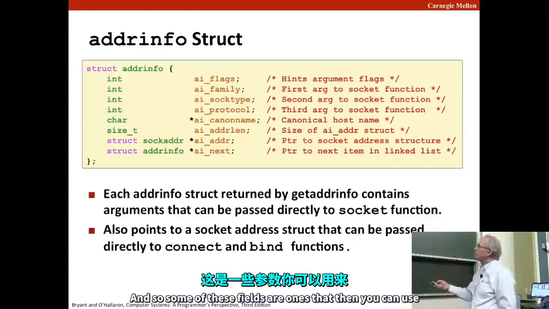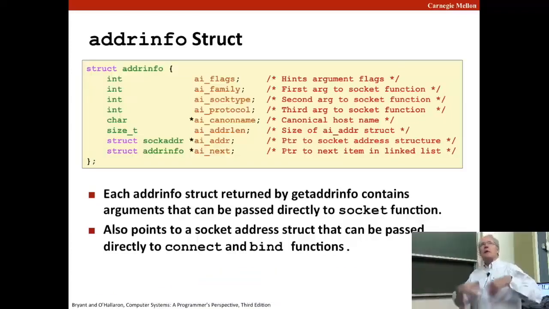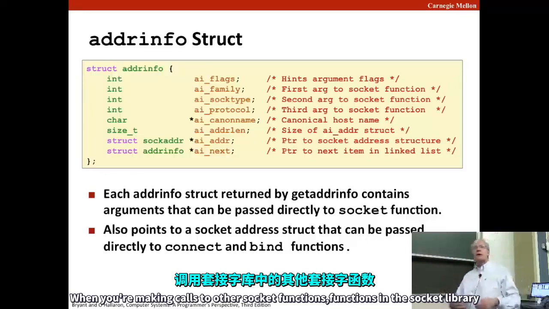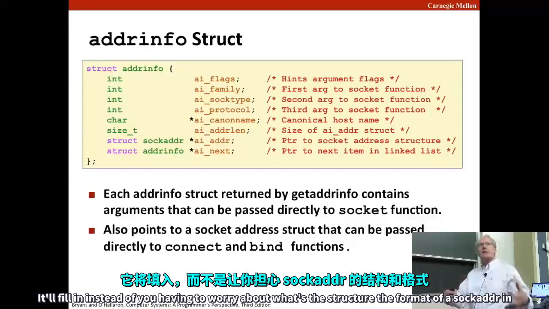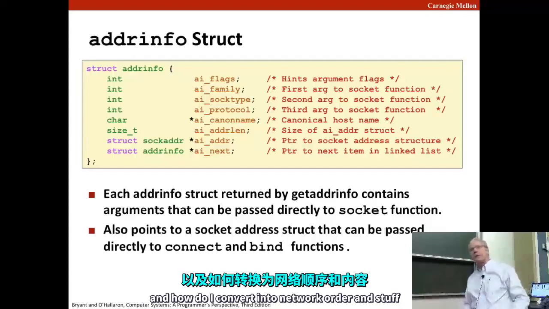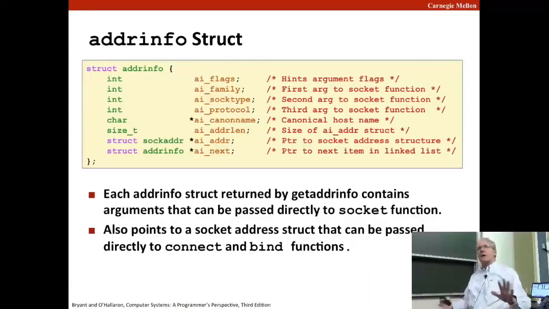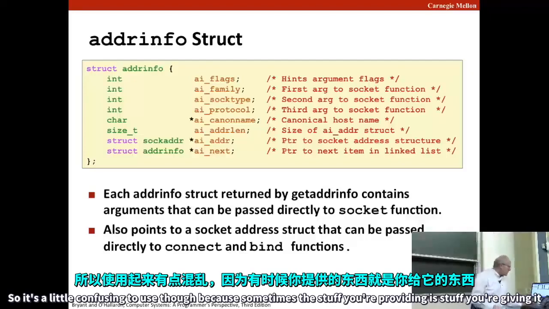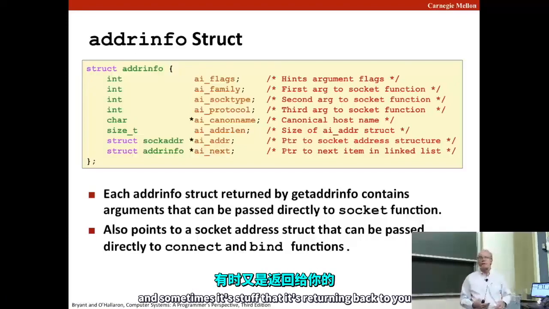Some of these fields are ones that you can then use when you're making calls to other socket functions in the socket library. It'll fill them in, instead of you having to worry about the structure, the format of a sockaddr_in, and how to convert into network order and so on. It will do all that for you. It's a little confusing to use, though, because sometimes the stuff you're providing is stuff you're giving it, and sometimes it's stuff that it's returning back to you.